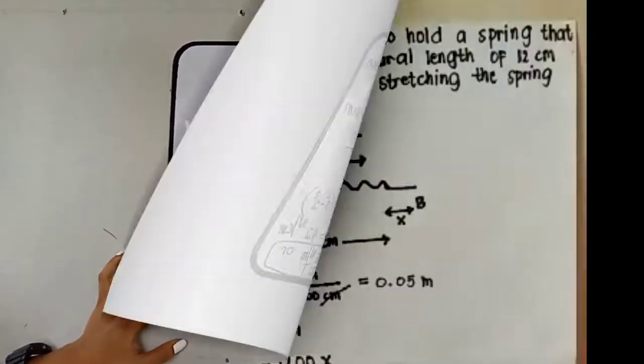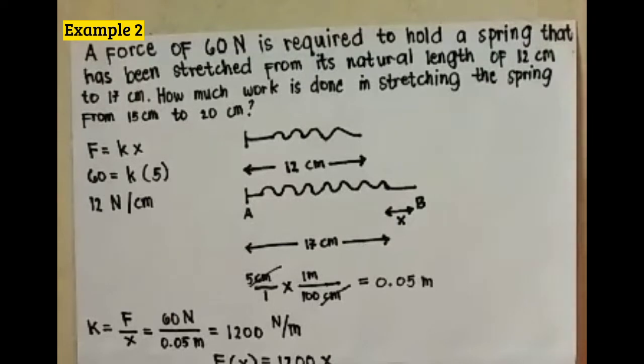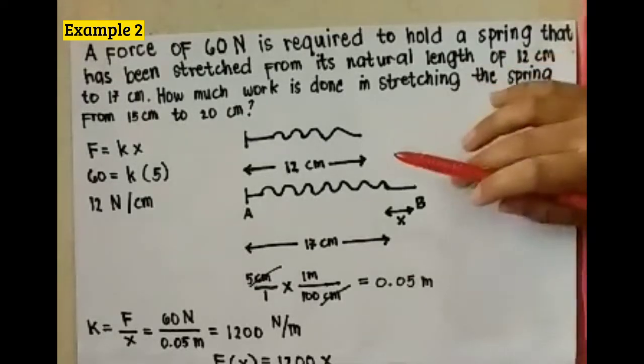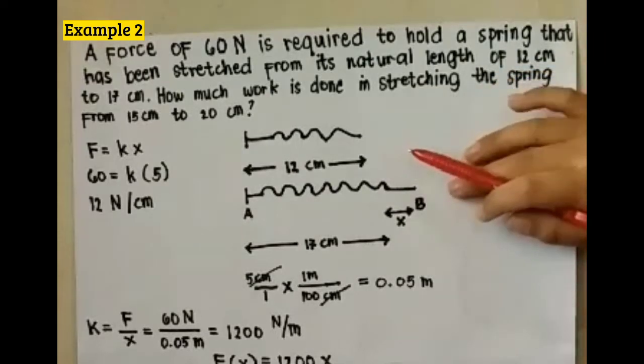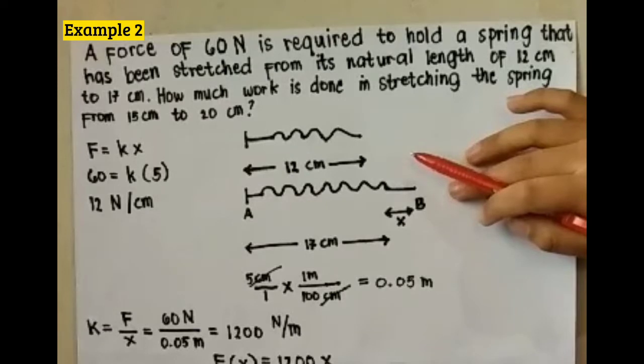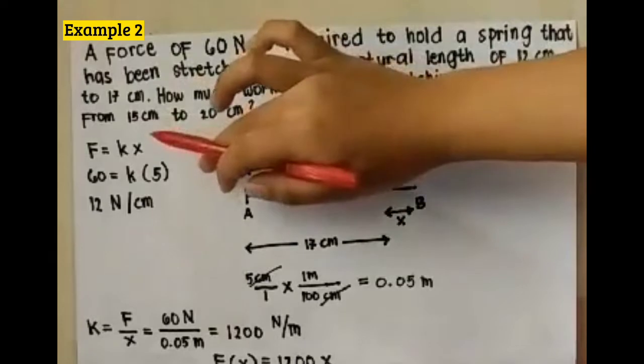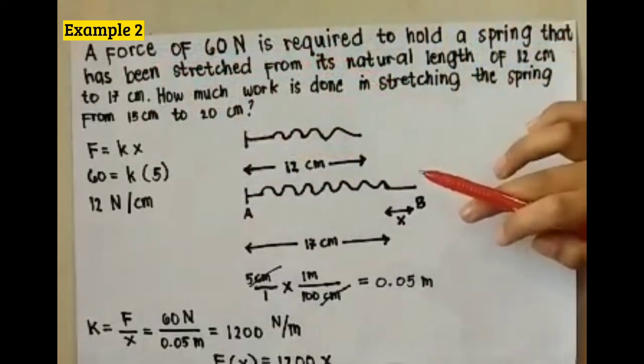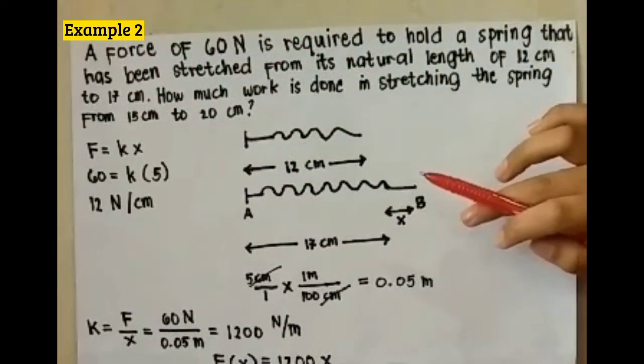A force of 60 newtons is required to hold a spring that has been stretched from its natural length of 12 centimeters to 17 centimeters. How much work is done in stretching the spring from 15 centimeters to 20 centimeters? The first thing we need to do is calculate k. We know that the force required to hold the spring beyond its natural length is k times x, where x is the distance between where you hold the spring and its natural length.